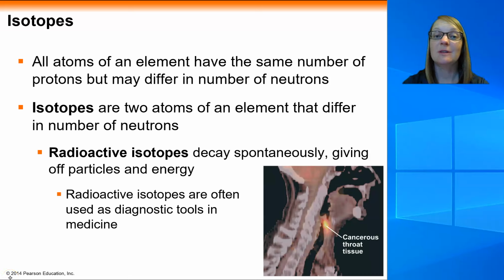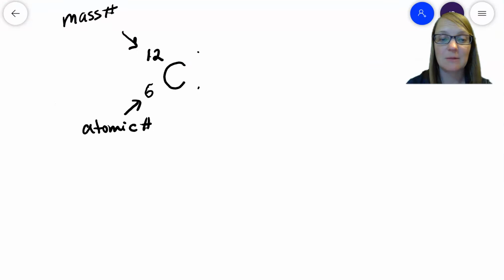Now that we know what the number of protons will tell you about an atom, it's time to talk about what the number of neutrons tells you about an atom. While all atoms of an element are going to have the same number of protons, they may have a different number of neutrons. So let's take a look one more time at our example of carbon here.